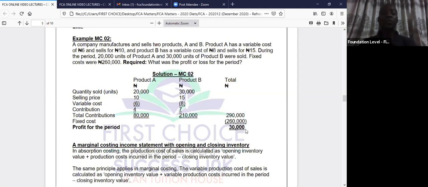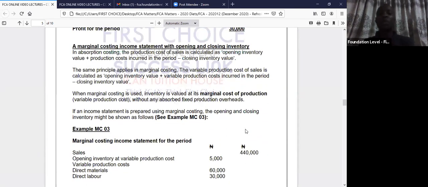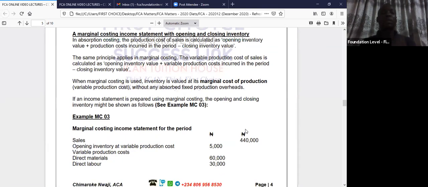Now we've been dealing without stock. So what do we do when we have stock? How do you account for opening stock and closing stock? Okay, a marginal income statement with opening and closing inventory. Normally, when we do absorption costing, which is what the financial accountants do, the production cost of sales, which we normally less from sales revenue to get our gross profit, we normally calculate it as follows.